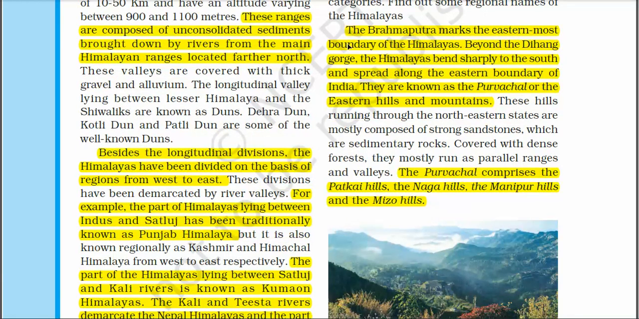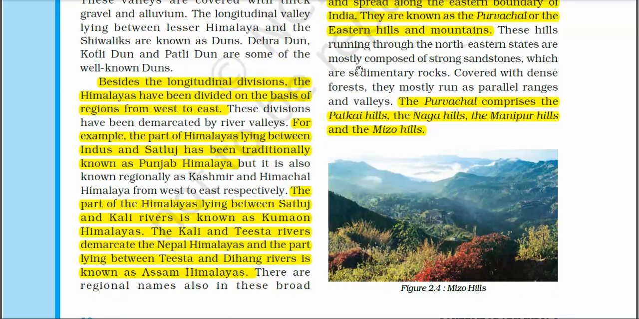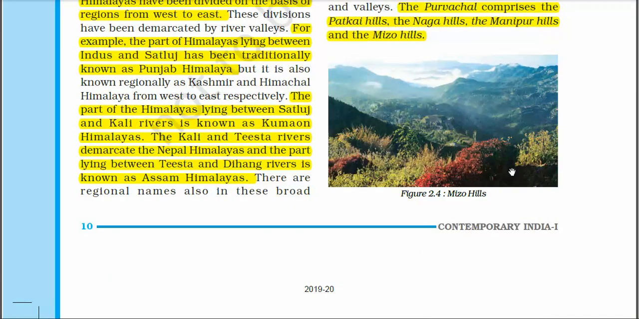The Brahmaputra marks the easternmost boundary of the Himalayas. Beyond the Dihang Gorge, the Himalayas bend sharply to the south and spread along the eastern boundary of India. They are known as Purvachal or the eastern hills and mountains. The Purvachal comprises the Patkai hills, the Naga hills, the Manipur hills and the Mizo hills. In this picture, you can see a view of Mizo hills.